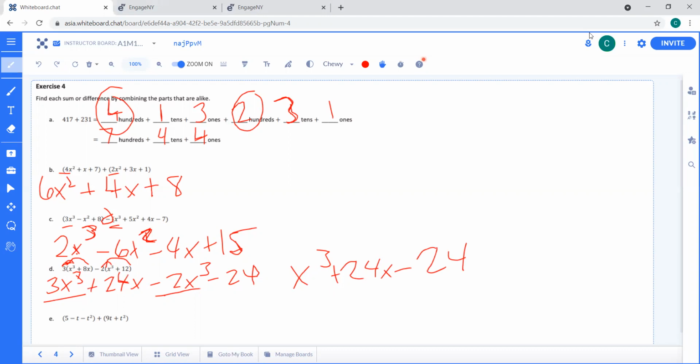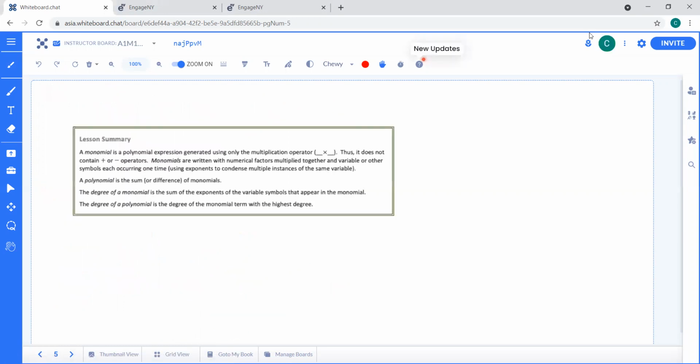Okay, and same thing down here. Just combine like terms. So negative t squared plus t squared cancels and leaves us at 0. Now 9t minus t would be 8t and then plus our 5. And that is it.